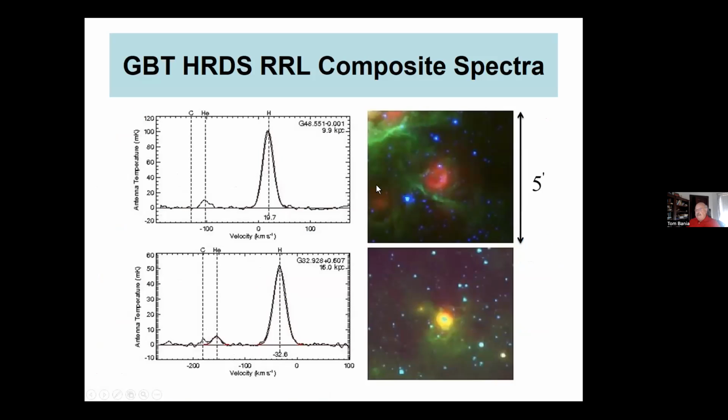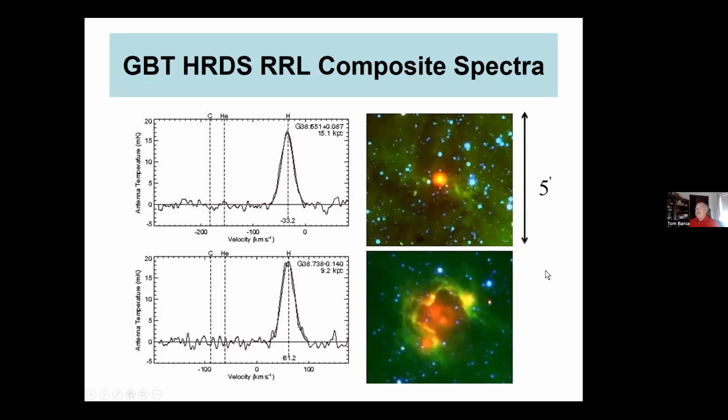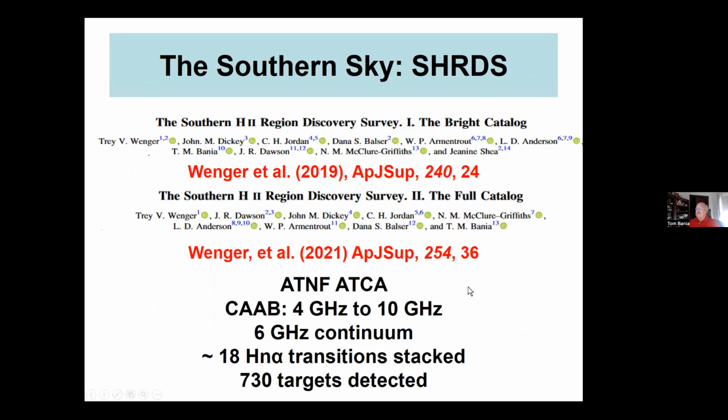Some of them are unambiguous. Here's G32.9, galactic longitude 32.9, with a negative velocity. It has to be in the outer galaxy at a distance of 16 kiloparsecs. So this is just a few examples. It's like someone showing pictures of their children, so I will stop.